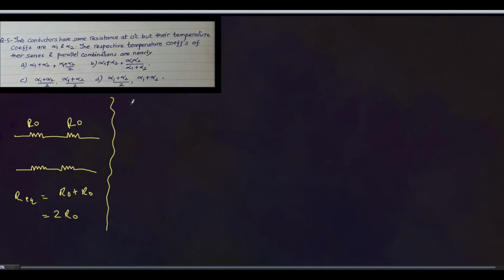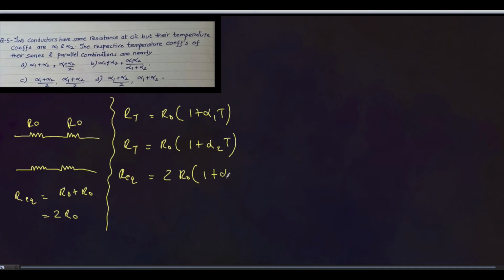Now I am considering a temperature T. So what will be the value of RT? The first resistance will be R0 into 1 plus alpha 1 into T, because the temperature coefficient is alpha 1, as given in the question. In the second case, the resistance will be R0 into 1 plus alpha 2 into T, and the equivalent resistance will be 2 into R0 into 1 plus alpha equivalent into T.